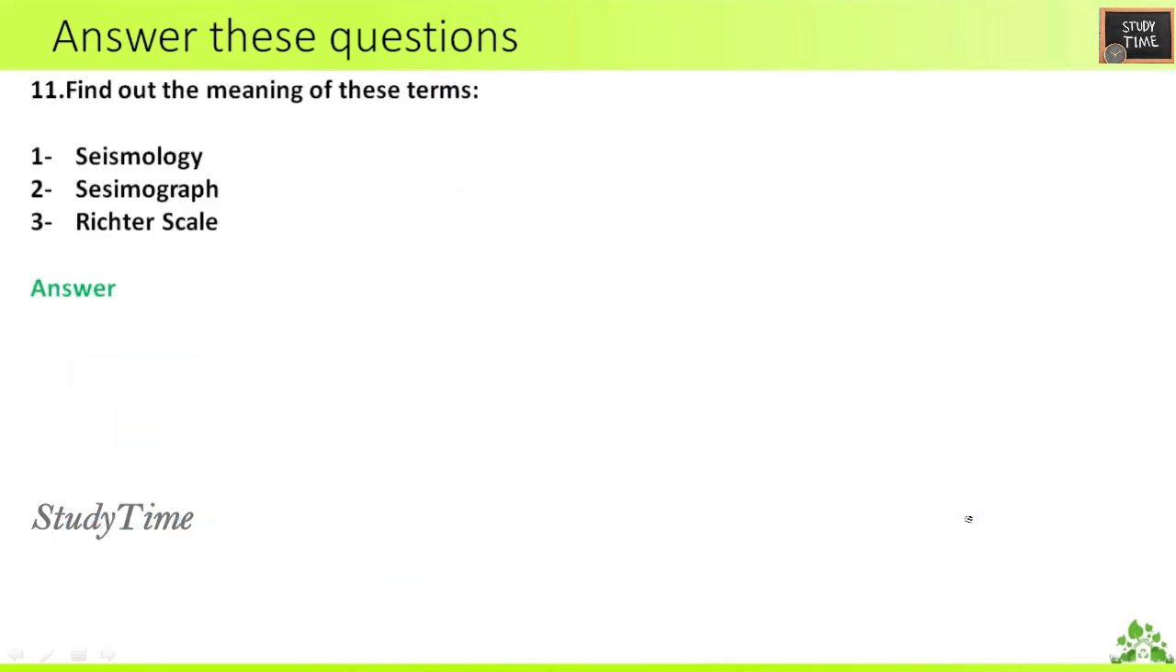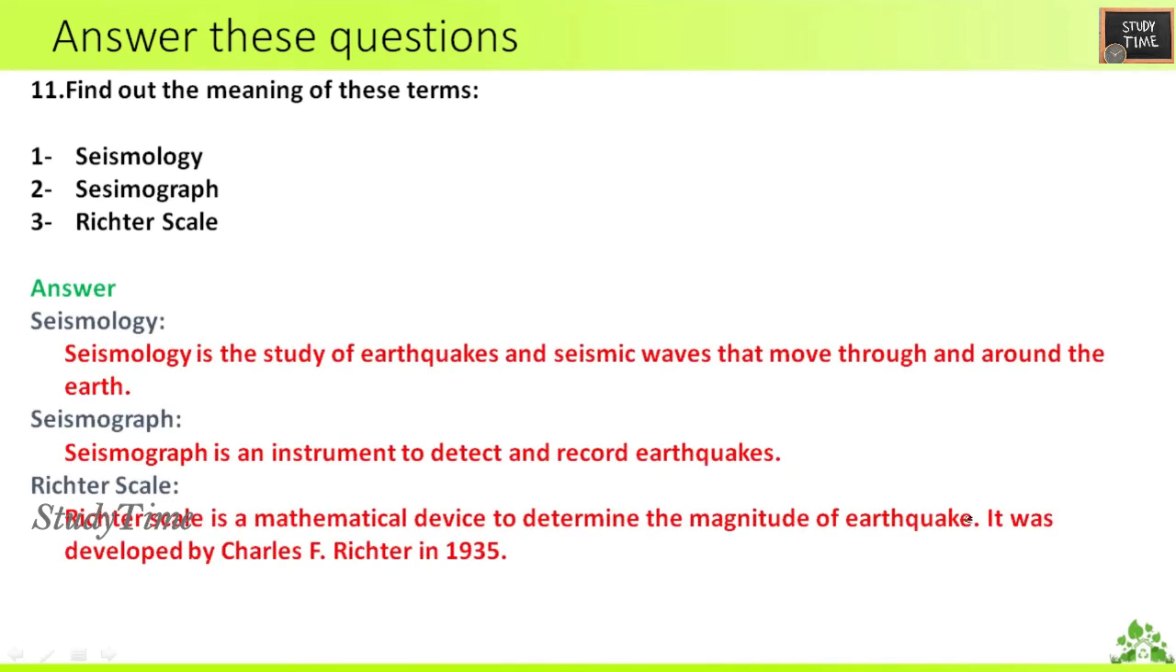Next, find out the meaning of these terms. Seismology, seismograph, Richter scale. What is seismology? Whenever there is "logy", the meaning is something that is studied. Since it is related to earthquake, it is the study of earthquakes and seismic waves that move through and around the earth. Seismograph is an instrument to detect and record earthquakes. Richter scale is a mathematical device to determine the magnitude of earthquake. It was developed by Richter in 1935. This is named after the developer Richter.